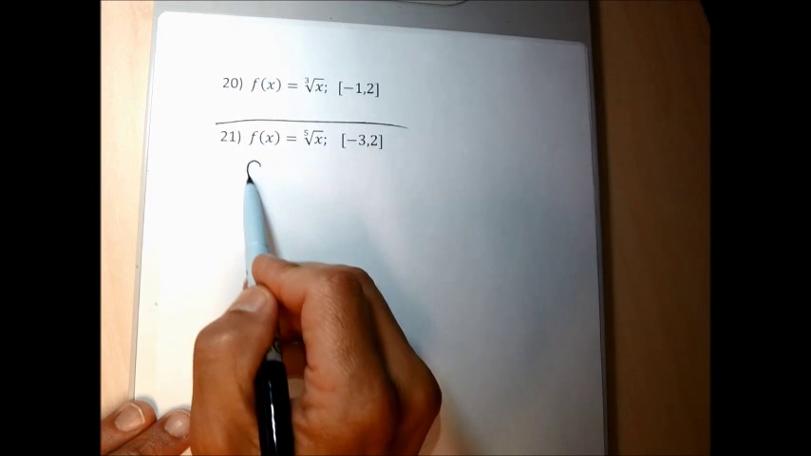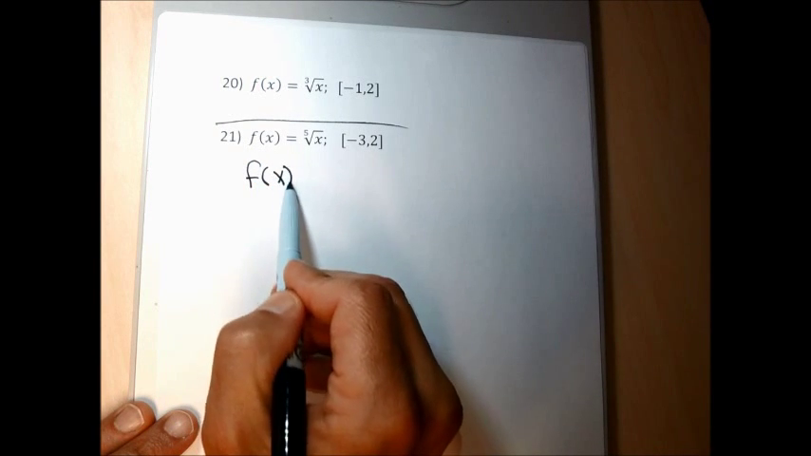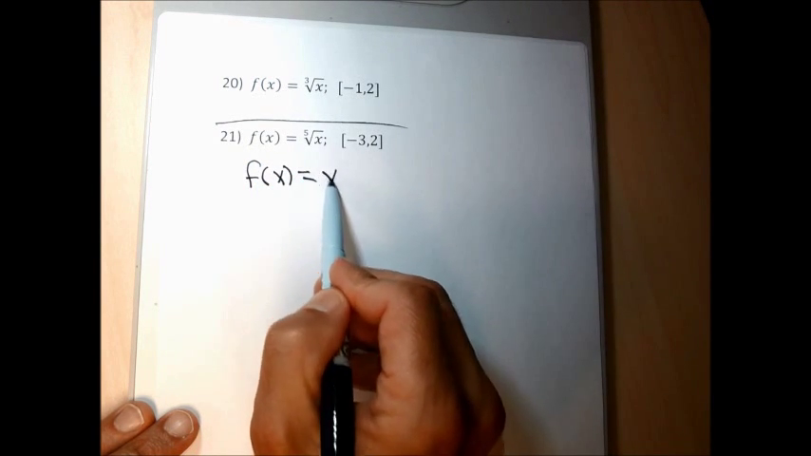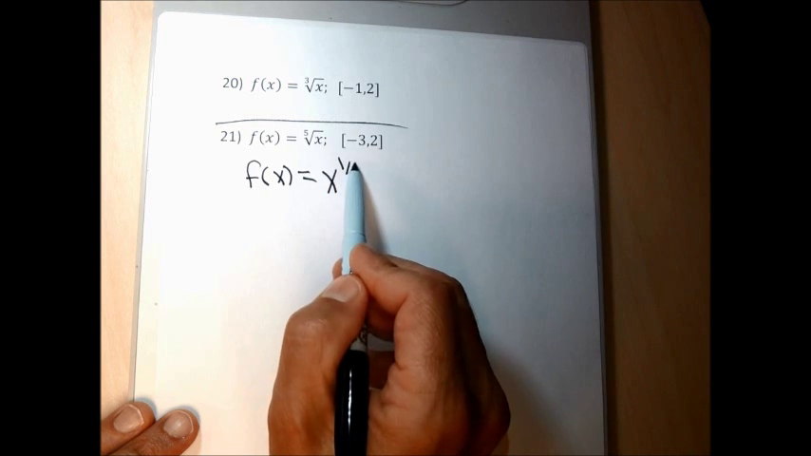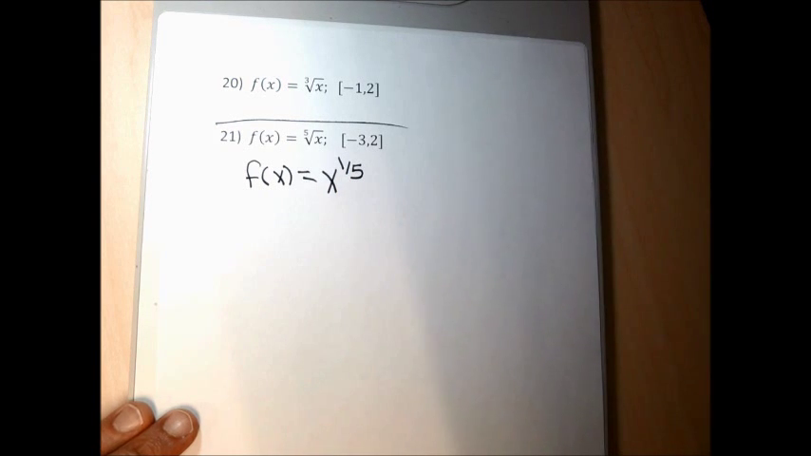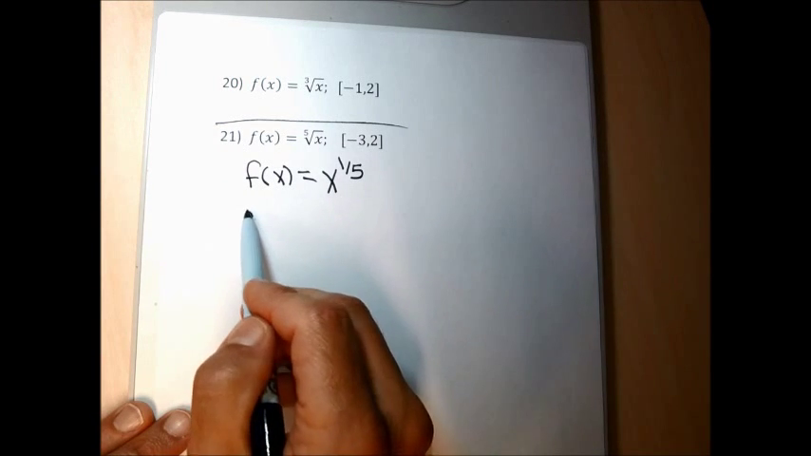So I'm going to rewrite this problem with a fraction exponent. Fifth roots turn into 1/5 powers. Square roots turn into 1/2 powers. Cube roots turn into 1/3 powers. That's not the derivative. That's just writing it so I could use the power rule to take my derivative.